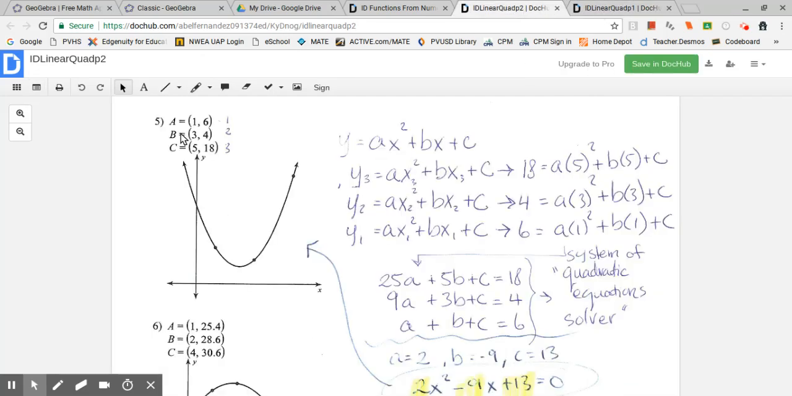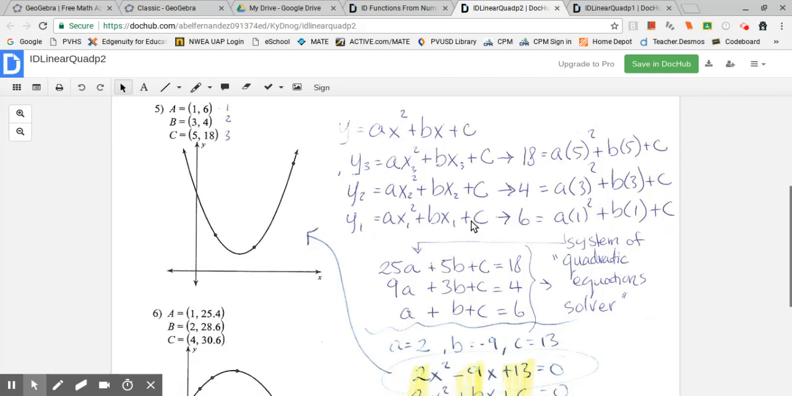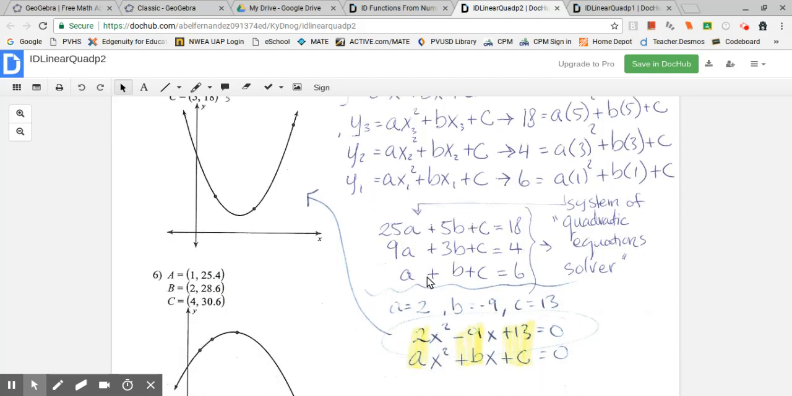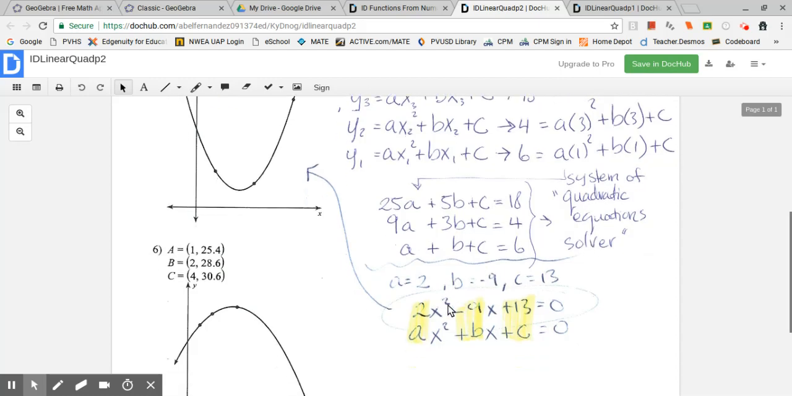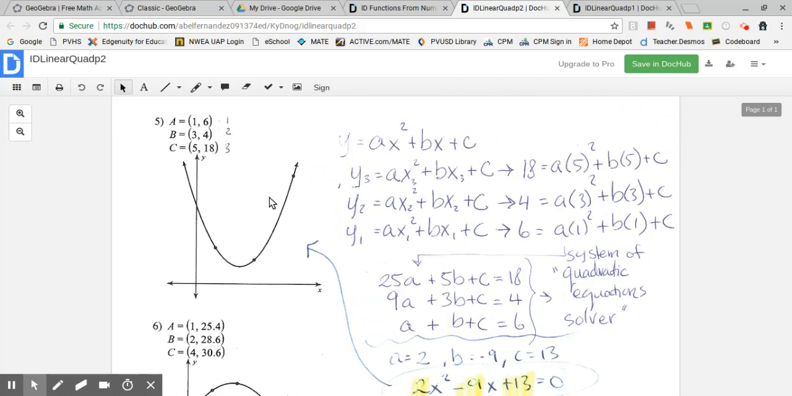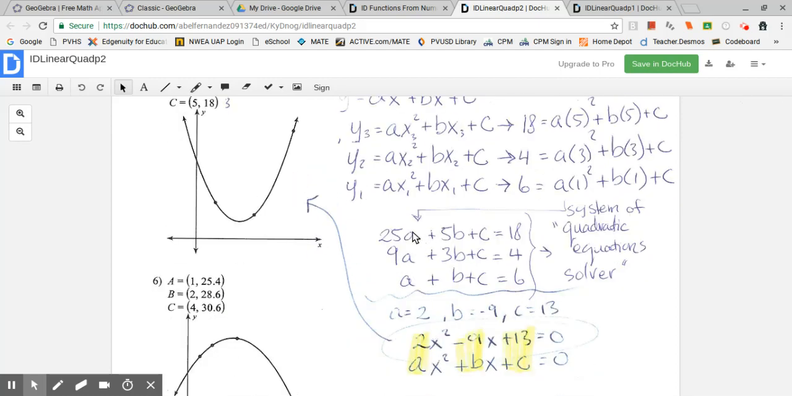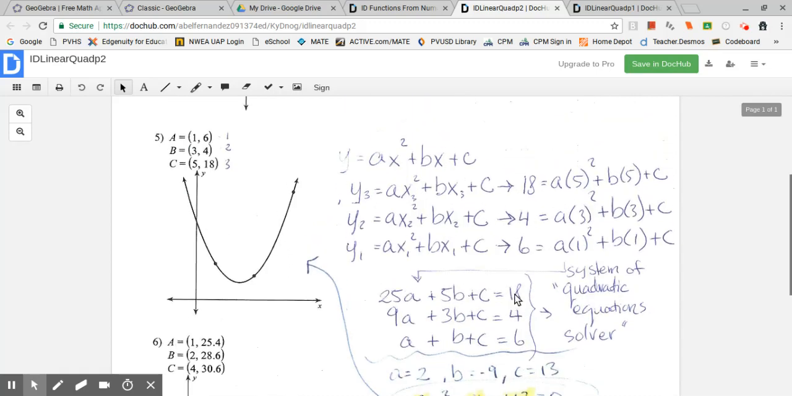Here, we only need 3 points because we have 3 unknowns in the general equation. So we need 3 equations. Once we have our 3 equations, we can search for a system of quadratic equation solver, and that will solve this system of 3 equations. You can also do it by hand, and there's calculator techniques. However, our focus is on finding a particular equation for identifying functions and then seeing if our algebra was correct by graphing and seeing if it goes through the points.